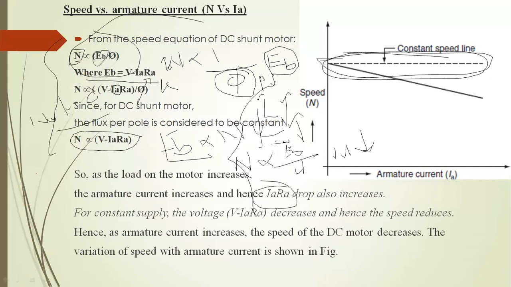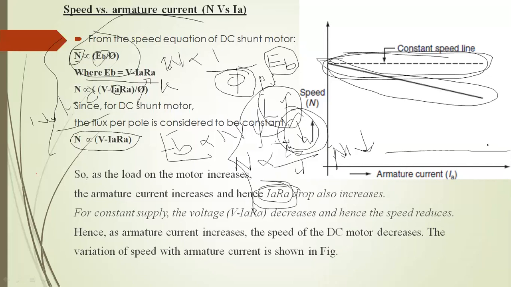See, once again I am repeating: when the load is increased on your motor, the armature current is going to increase. While increasing the armature current, the drop of your motor is going to increase. When the drop increases, the speed of your motor decreases. So the characteristic is going to be steeply down. When the armature current is increased step by step, the speed is going to decrease according to your armature current.